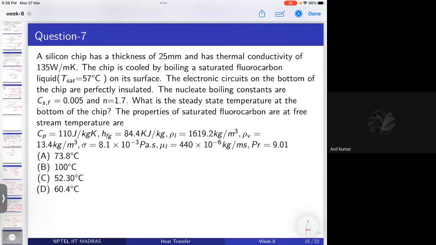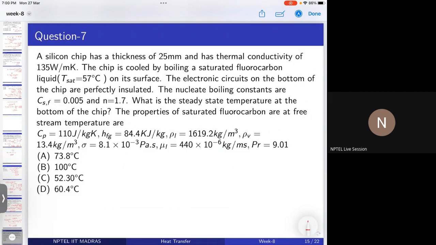Sir, in the previous problem, what is the critical heat flux? Does it mean the maximum heat which can be transferred? I hope you have seen the boiling curve. The critical heat flux is the maximum heat flux point, which is like the dry-out. Are you aware of dry-out? At this critical heat flux point, the liquid will not be able to come in contact with the surface.